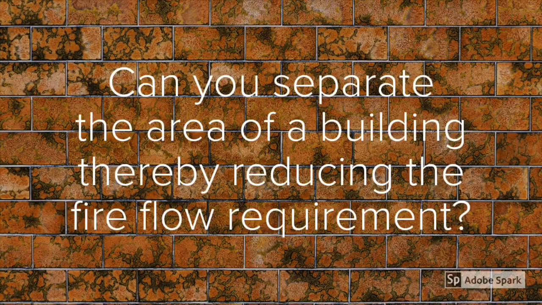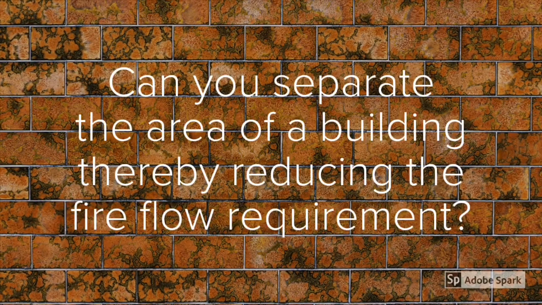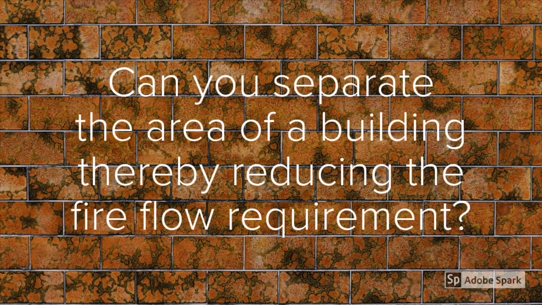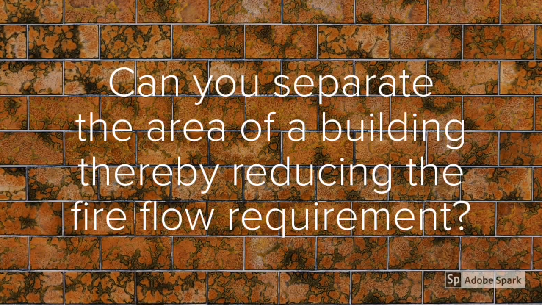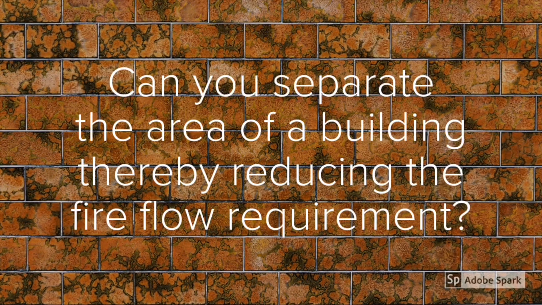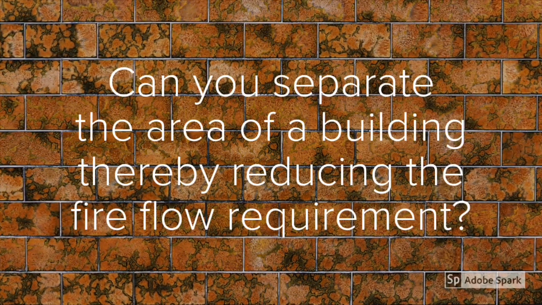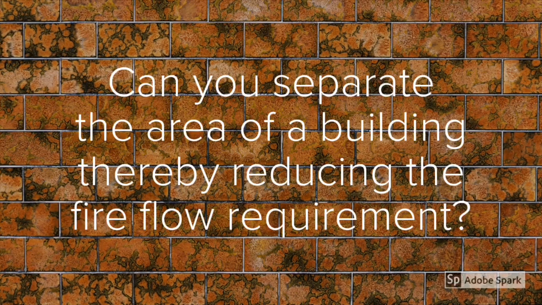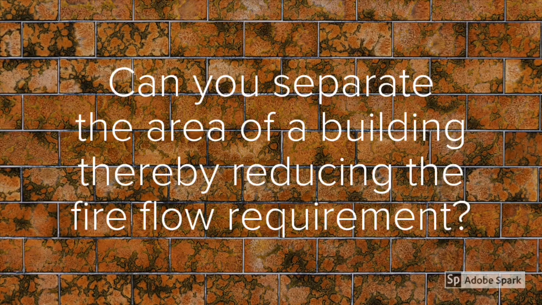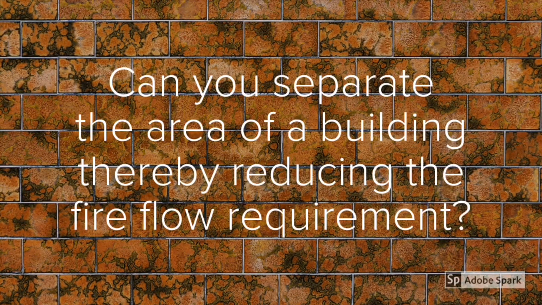Can you separate the area of a building, thereby reducing the fire flow requirement? Absolutely, but it has to be done with an approved firewall constructed in accordance with IBC Section 706.4. Fire partitions and fire barriers are not acceptable. I recently had a conversation with a fire marshal in Columbia County, Oregon, who posed this exact question.